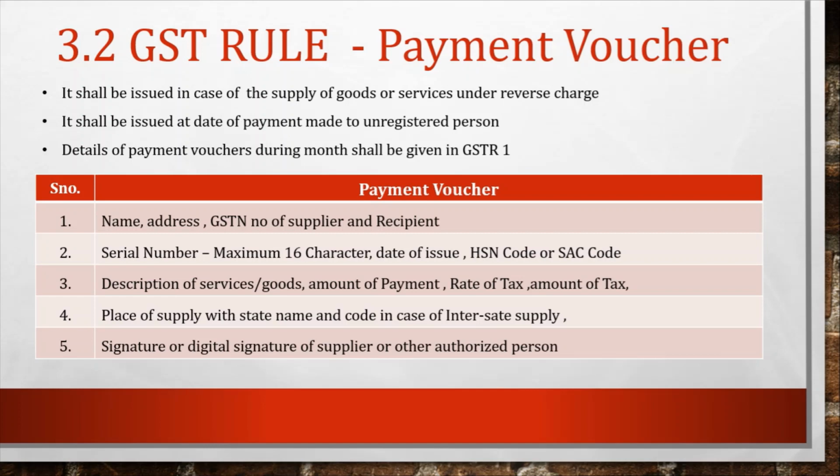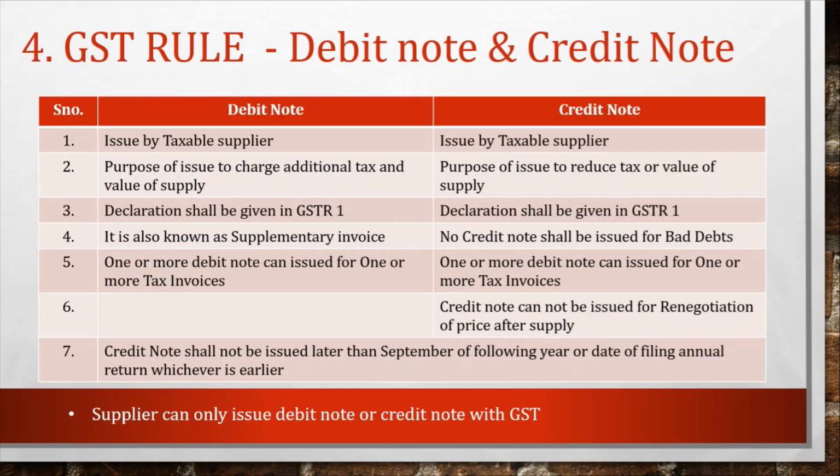under reverse charge. Okay, the date of issue of a payment voucher shall be the date of payment made to a registered person. Details of payment vouchers during the month will be given in the GSTR-1, as we are giving for the refund voucher as well. All components here: the name, address, GST number of supplier and recipient, serial number with date of issue, HSN code, SAC code, description of services or goods, amount of payment and rate and amount of tax, place of supply with the state code and state name if it is an interstate supply, and signature, digital.